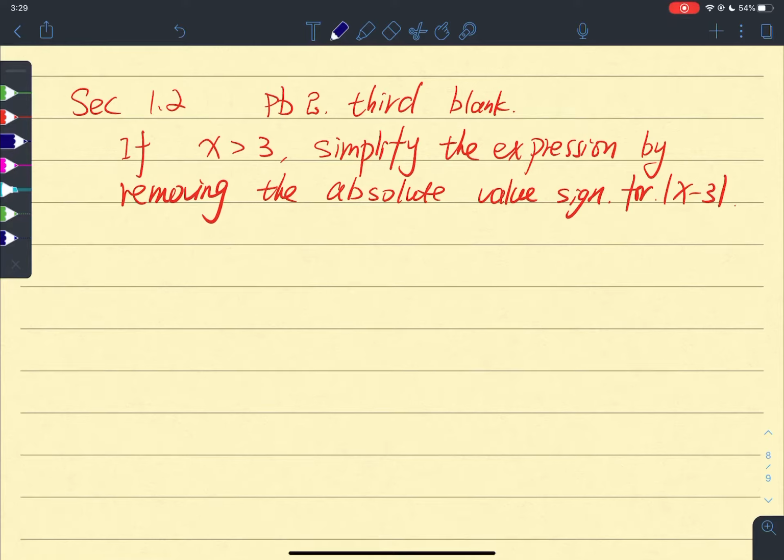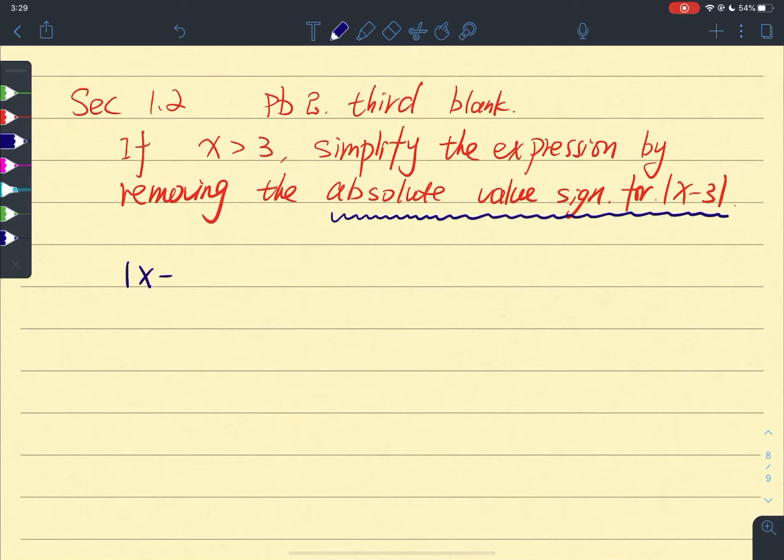I'm going to quickly walk you through problem 2, the third blank that you are supposed to fill in for section 1.2. Even if I don't read the problem at all, and I don't care where x is, I simply ask: how can you rephrase the absolute value expression for x minus 3 by getting rid of the absolute value sign?